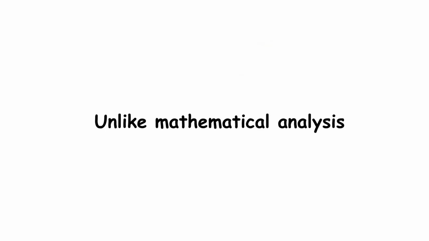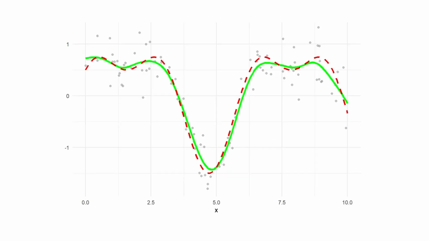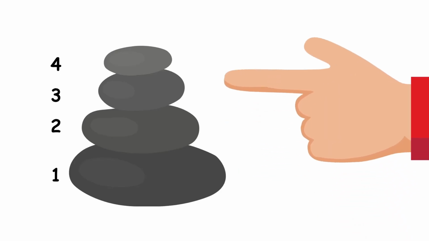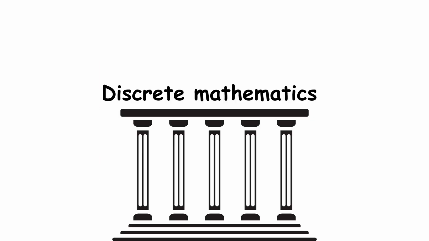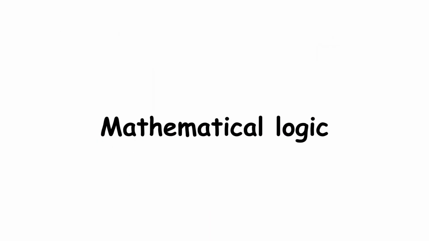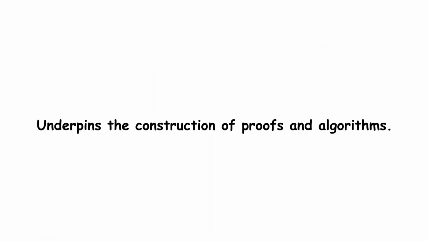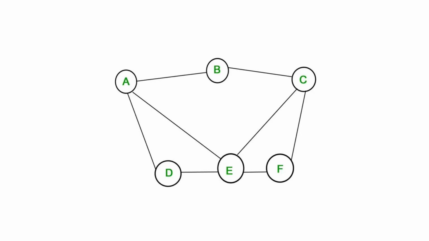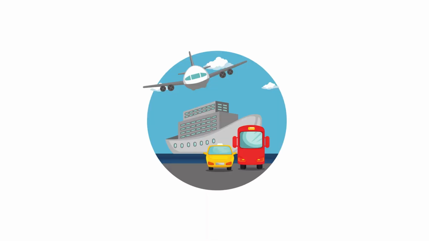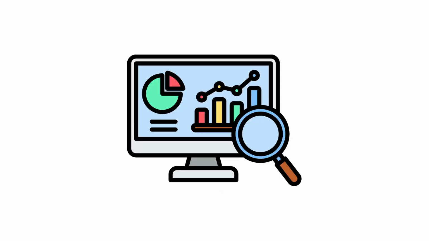Unlike mathematical analysis, which focuses on smooth variations, it deals with countable elements, whether finite or countably infinite, that can be modeled and manipulated exactly. Among its pillars is mathematical logic, which formalizes reasoning and underpins the construction of proofs and algorithms. Graph theory describes systems through nodes and edges, with applications in transportation networks, telecommunications, and data analysis.